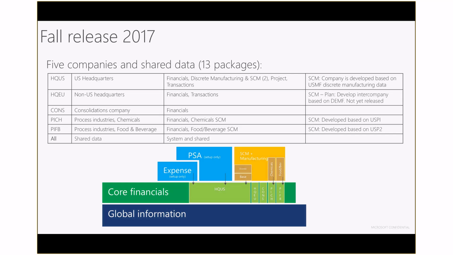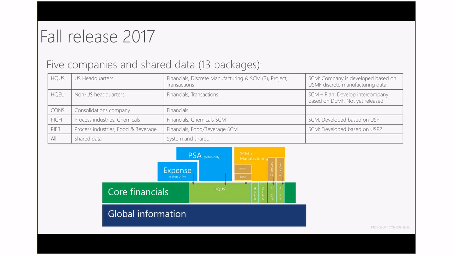The third company is a really tiny company called Cons, a consolidation company. This is where you can do your consolidations, and we've got the whole eliminations setup there. It's just financials, probably 8 entities that we load some data for, so it's very small, but it's meant for your consolidations.